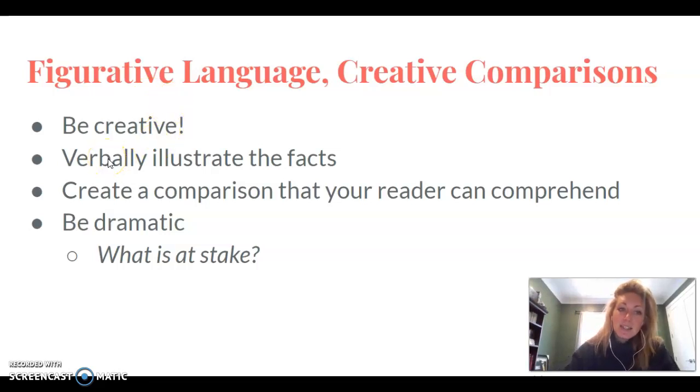A few ways that you can do that is to verbally illustrate or paint a picture with your words and explain the facts that way. That's why we do that for our attention getter or for a hook. It's to engage the reader and have them see it in their mind's eye. So being more descriptive, just like we were for our personal narratives in semester 1, you can be more persuasive that way. You can also create a comparison that your reader will understand, and then they can also see it in their mind's eye instead of just listing facts or data.